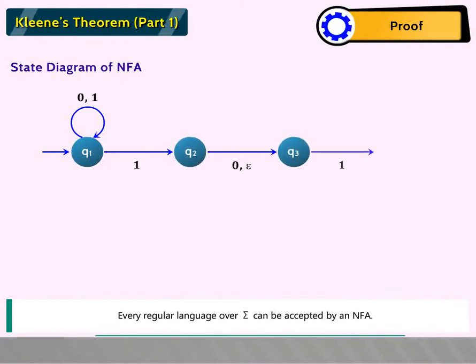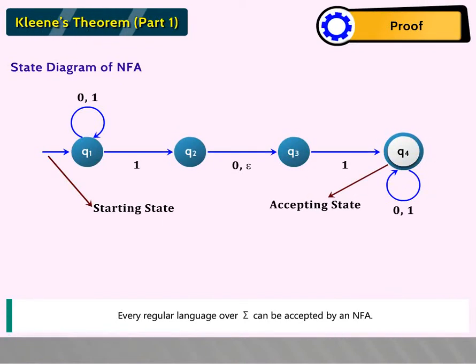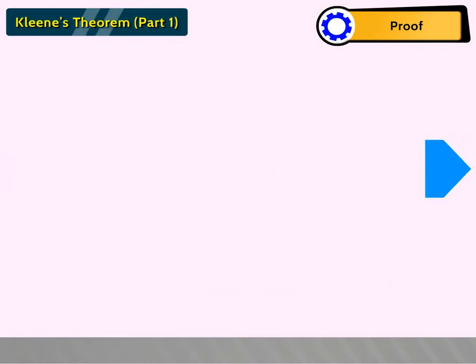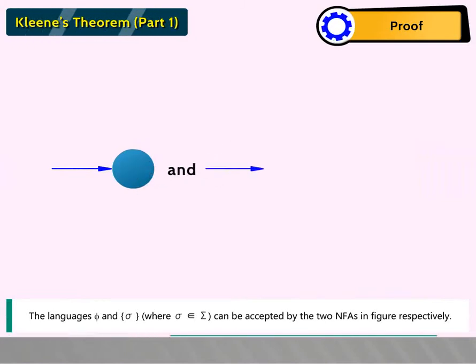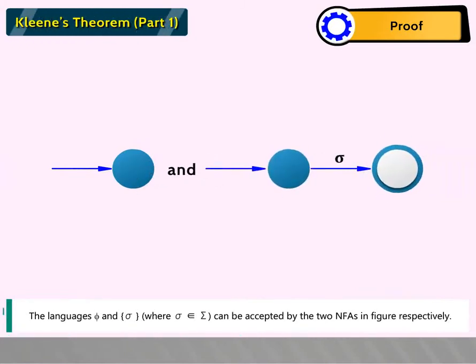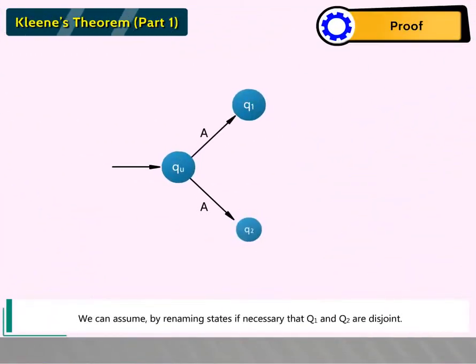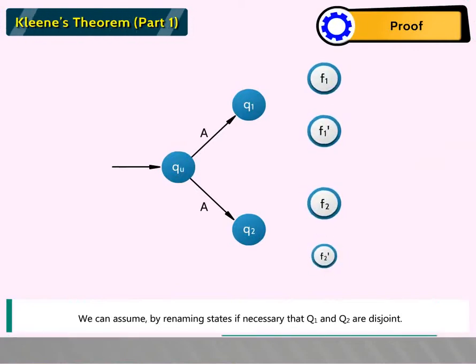Every regular language over Σ can be accepted by an NFA. The set of regular languages over Σ is defined recursively, and we will prove the theorem by structural induction. The languages ∅ and {σ}, where σ belongs to Σ, can be accepted by the two NFAs in the figure respectively. Mi = (Qi, Σ, qi, Ai, δi). We can assume, by renaming states if necessary, that Q1 and Q2 are disjoint.